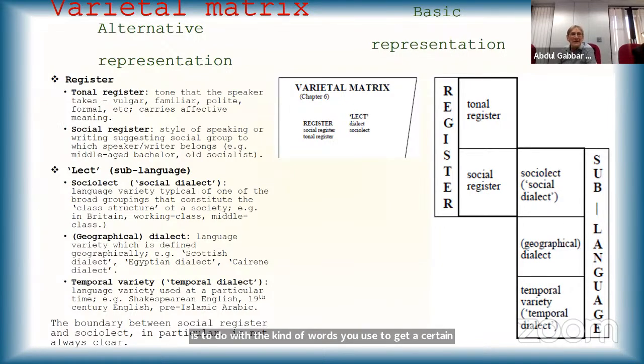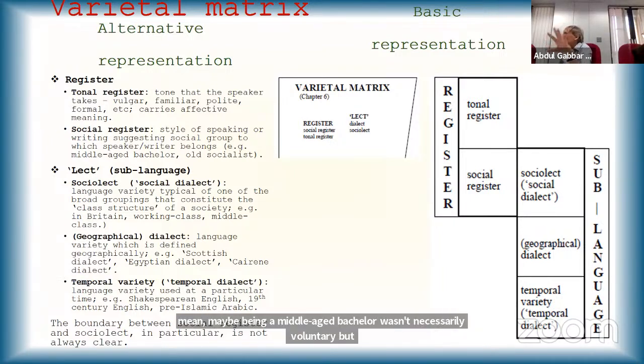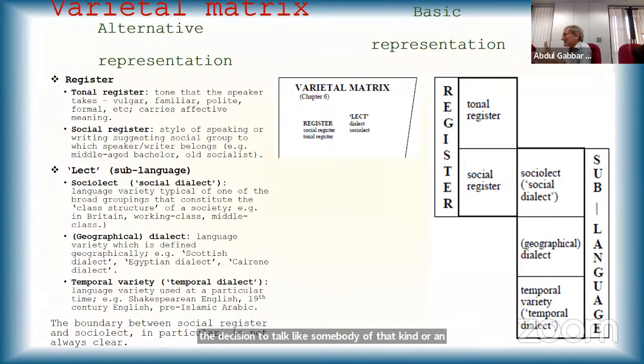And social register is to do with what social group do you belong to? And their idea is that there are some social groups we belong to almost voluntarily. So if you're a middle-aged bachelor and you talk like one, then that's sort of voluntary. I mean, maybe being a middle-aged bachelor wasn't necessarily voluntary, but you know, the decision to talk like somebody of that kind, or an old socialist or something, an old person who is a socialist, can be voluntary.